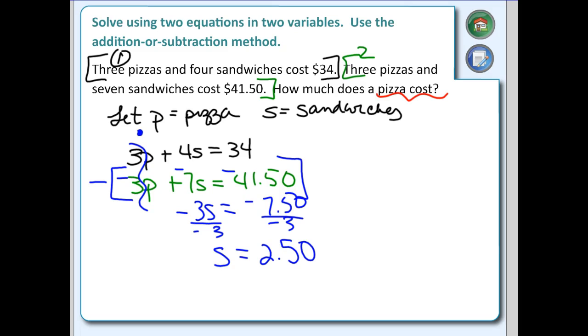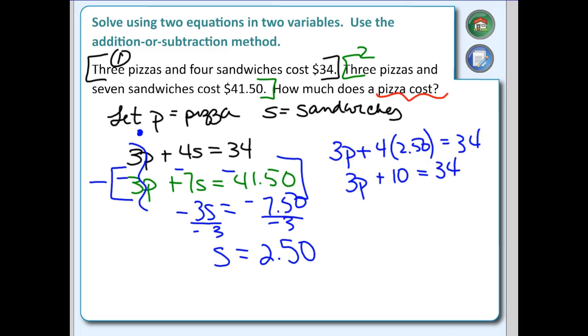Now, I've got to figure out the cost of the pizza, so I need to plug that in somewhere. I'm going to plug it in where the lower numbers are. So I've got 3 pizzas plus 4 sandwiches. Sandwiches are $2.50 equals 34. What's 4 times 2.50? That's going to be $10. If I subtract 10 from both sides, I've got 3p equals, what's that going to be? 24. Hey guys, how much does a pizza cost?